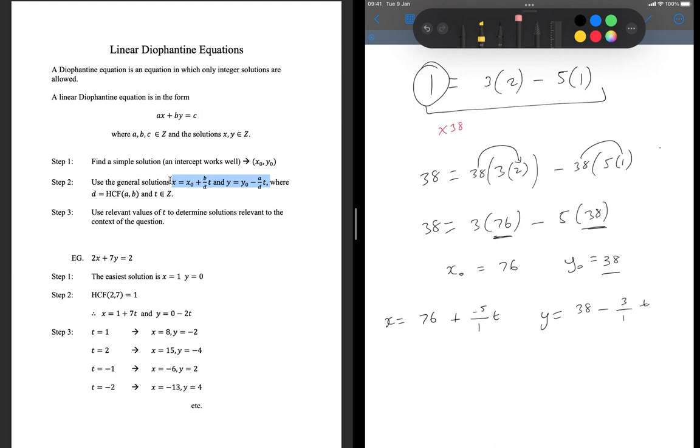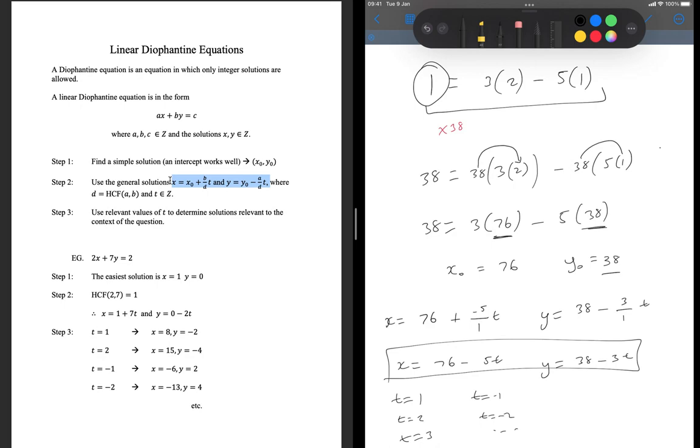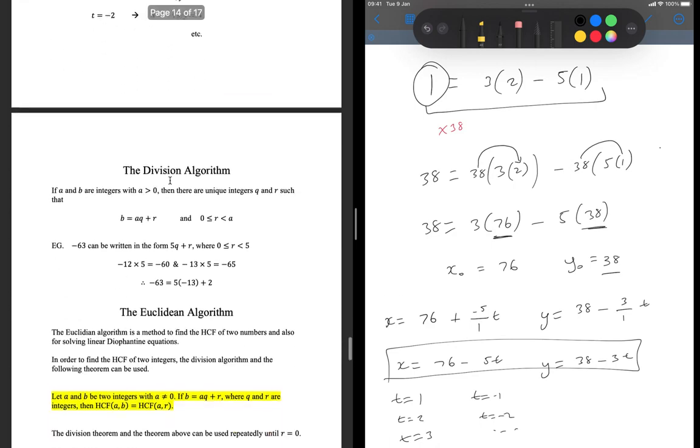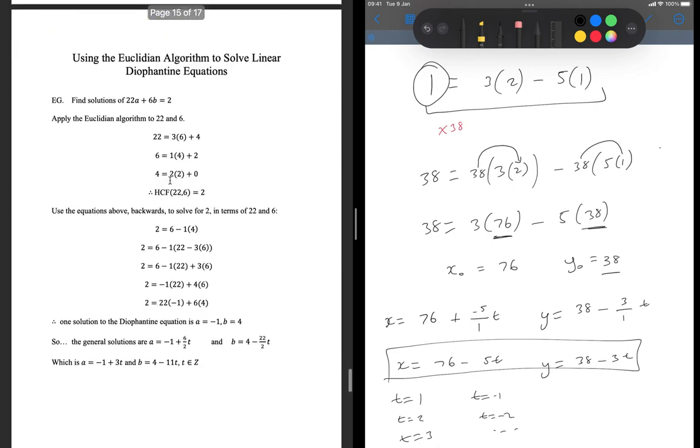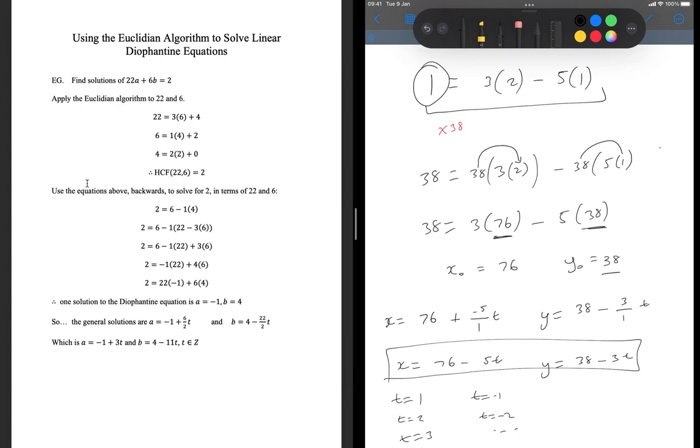So now I know that the general solutions to this Diophantine equation is that x has to be 76 take 5t, and y has to be 38 take 3t. So now if I sub in t equals 1, t equals 2, t equals 3, t equals negative 1, t equals negative 2, etc., that's going to give me solutions to this Diophantine equation. And that's how you use the Euclidean algorithm to solve for the Diophantine equations.